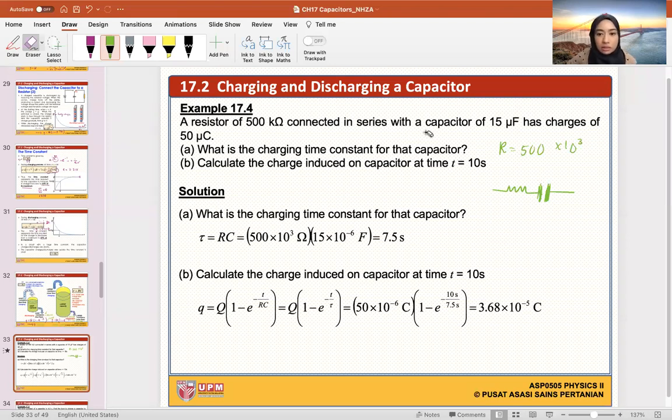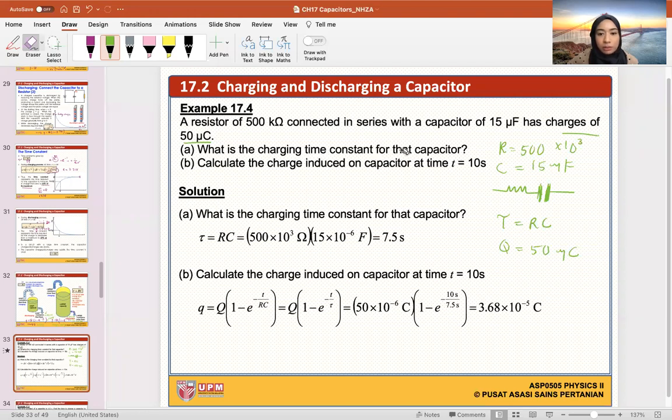So a resistor connected in series with a capacitor of 15 microfarad. So that value C is 15 microfarad. Remember, time constant is equal to RC, which means that you can immediately calculate the time constant. And it has a charge of 50 microcoulomb. So it's saying that this has a charge of 50 microcoulomb, which is the maximum Q that it can have. This question is important, you need to understand how to read the question. So a resistor R, capacitor is C, time constant is RC. It's giving you the maximum amount of Q, or capital Q.